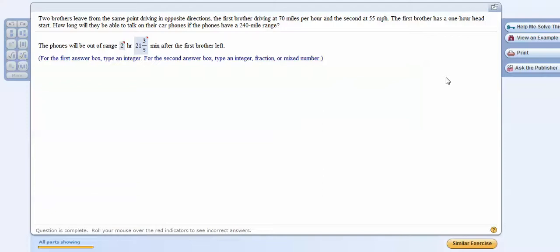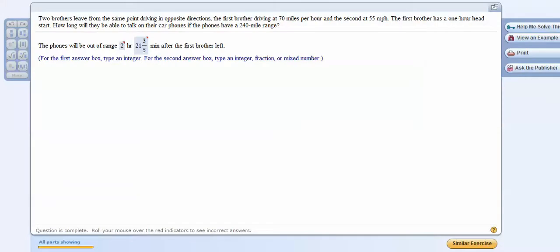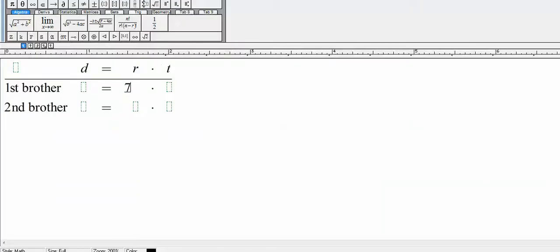So the brothers are leaving from the same point but driving in opposite directions, so the distance between them is going to be their total distance. So let's make a chart where we can summarize the information that we have. Let's go put in the rates. So we know that one brother is driving at 70 miles per hour and the other is at 55, so we'll put in 70 and 55 for the rates.